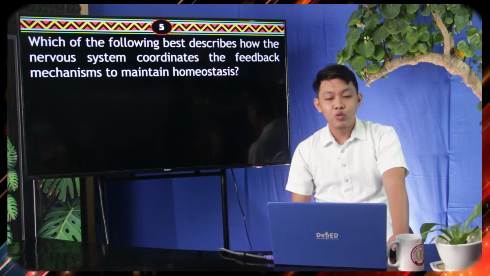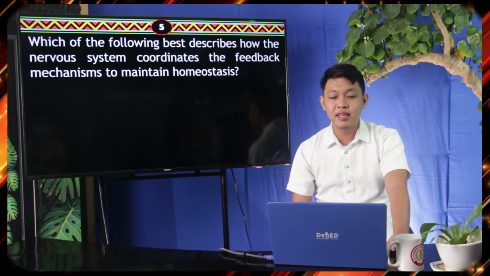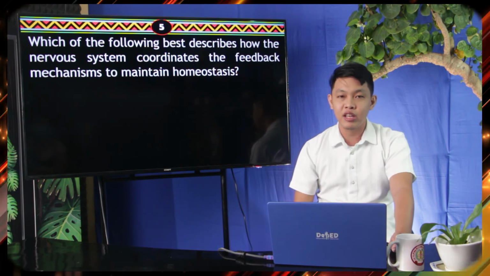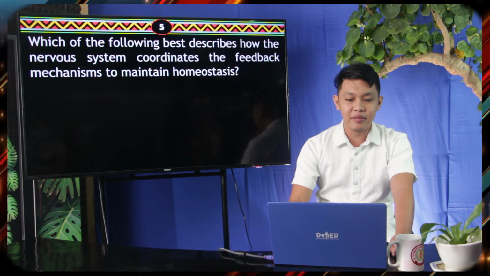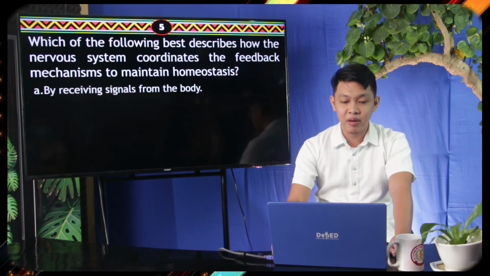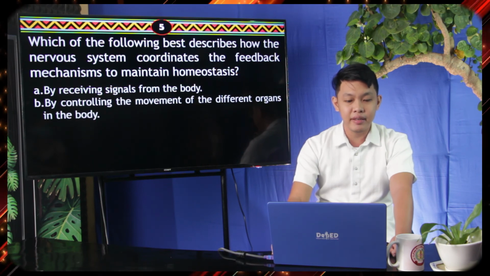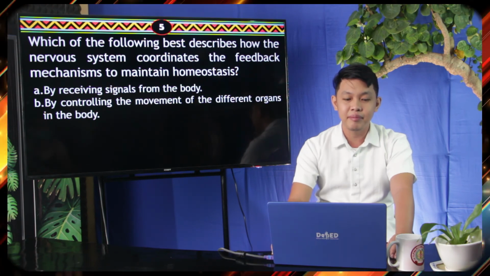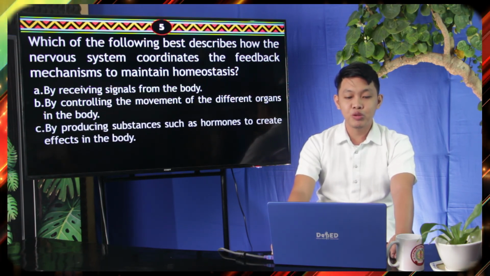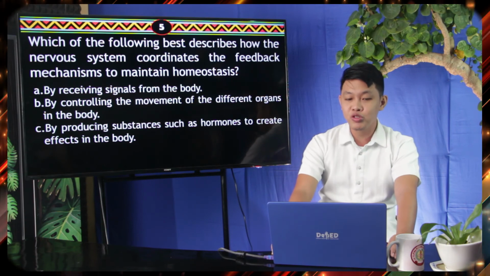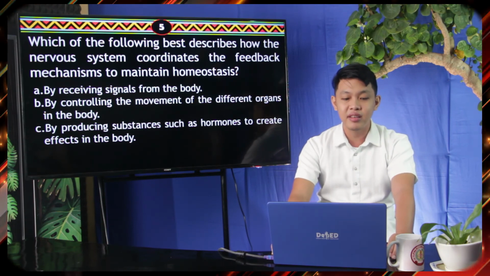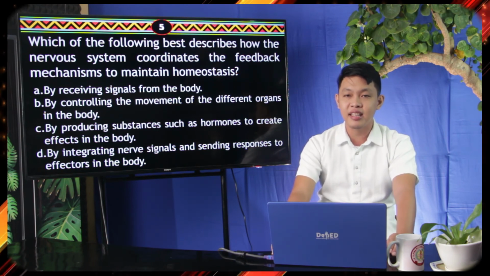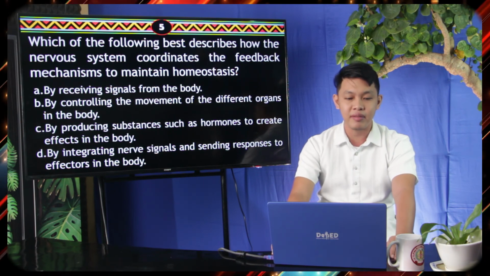Number 5. Which of the following best describes how the nervous system coordinates the feedback mechanism to maintain homeostasis? A, by receiving signals from the body. B, by controlling the movement of the different organs in the body. Letter C, by producing substances such as hormones to create effects in the body. Or letter D, by integrating nerve signals and sending responses to effectors in the body.